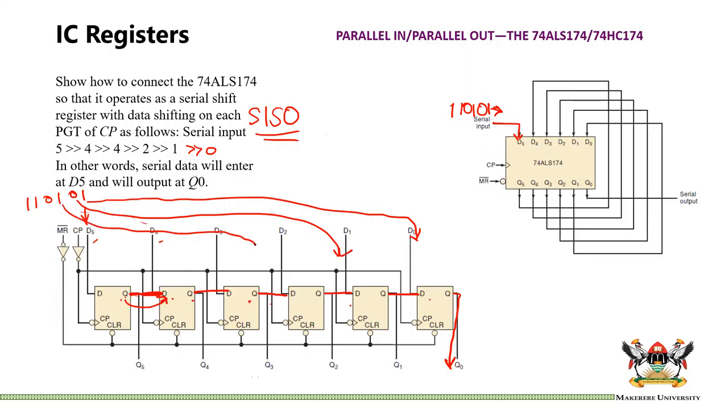The third one will be in there. The fourth one in here. The fifth one there. And the sixth one there. So that this stays your most significant bit. And you can see that Q5 is connected to D4, input D4. And output Q4 is connected to D3, all the way to our data coming out at Q0. So that is essentially what that is.